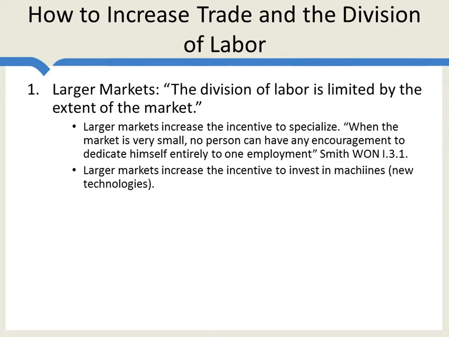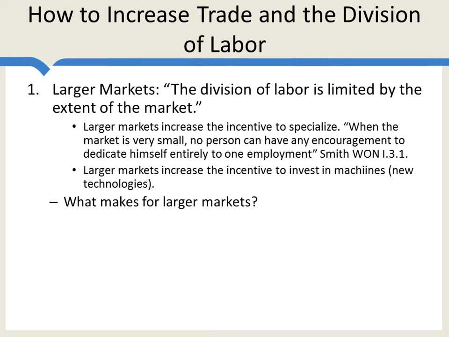Similarly, larger markets increase the incentive to invest in machines. If you're only going to be producing a few hundred pins, it doesn't make sense to build a pin factory. If you're only going to be producing a few loaves of bread, you make them at home. If you're going to be producing thousands of loaves of bread, you build an entire bread factory, which massively increases productivity, which lowers your costs per unit.